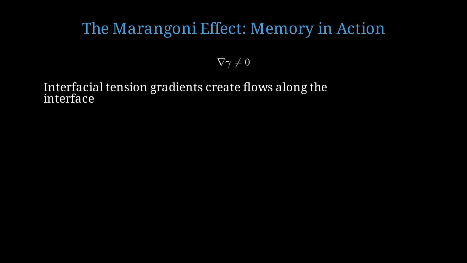The non-uniform surfactant distribution creates gradients in interfacial tension, which leads to the Marangoni effect. When we have gradients in interfacial tension, the del operator acting on gamma, ∇γ, is not equal to 0. These gradients in interfacial tension create flows along the droplet interface, from regions of low tension to regions of high tension. These Marangoni flows create internal circulation patterns within the droplet that persist long after the initial deformation event.